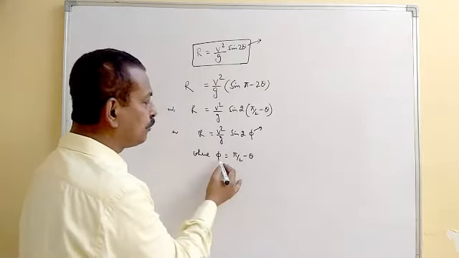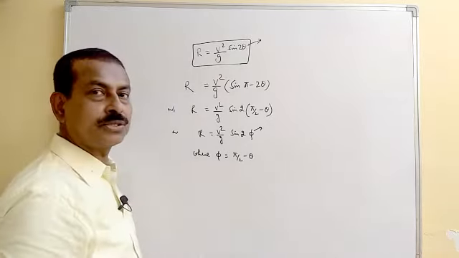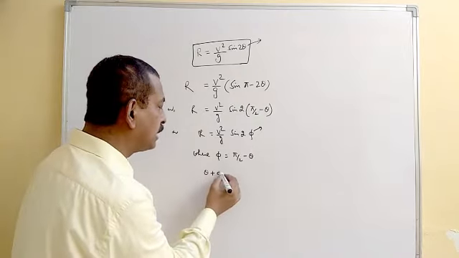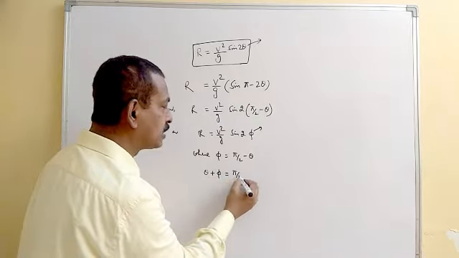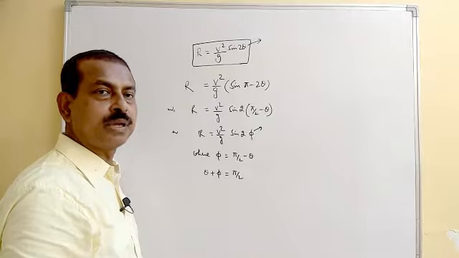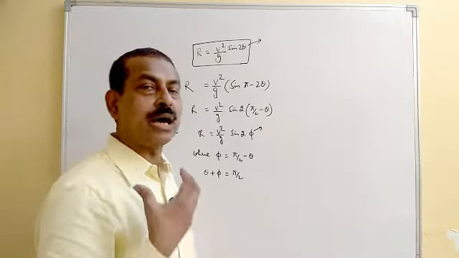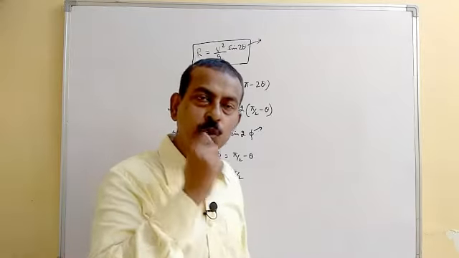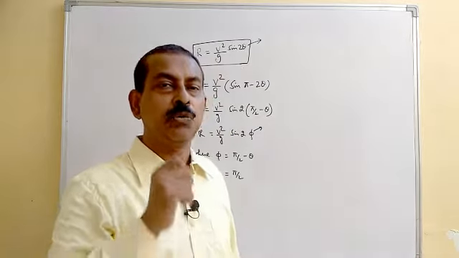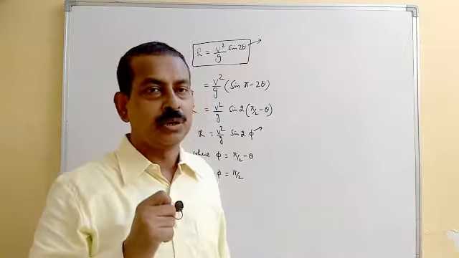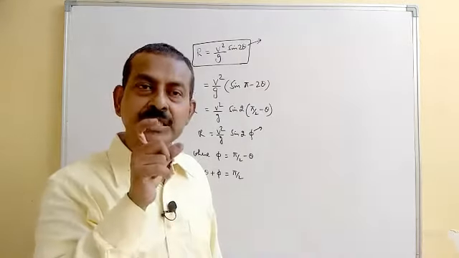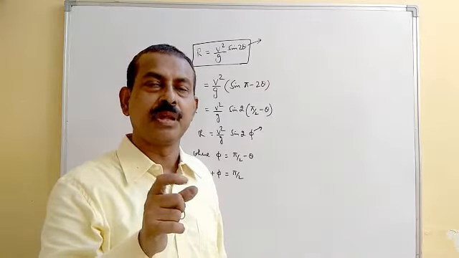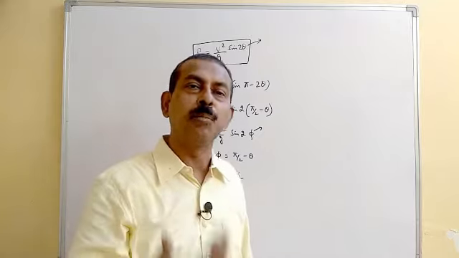And how are the two related? phi equals pi by 2 minus theta. That means you can also write theta plus phi equals pi by 2. That means these two angles are complementary angles. So there are two angles of projection for a given velocity of projection for the same horizontal range, and these two angles are complementary.